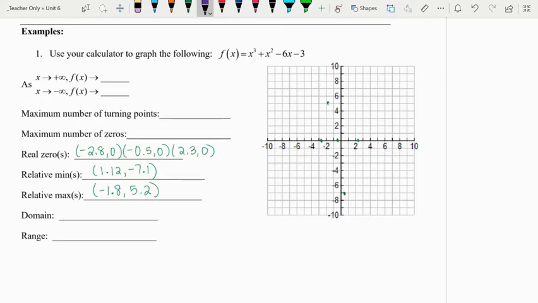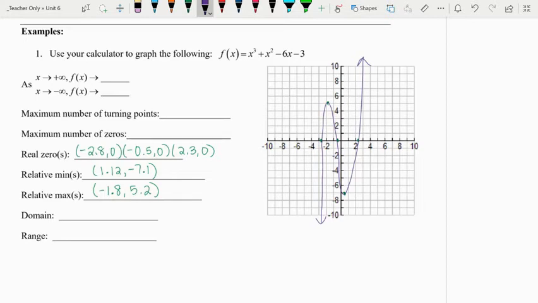Okay, so now from here, remember you always just want to connect it from left to right. So basically just start wherever you feel makes sense and go from left to right and connect the dots that you put from your calculator. Okay, so that's what the graph is going to look like.